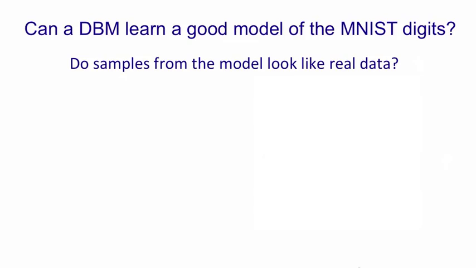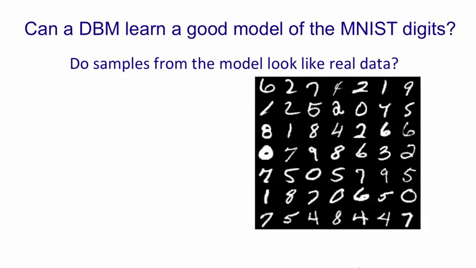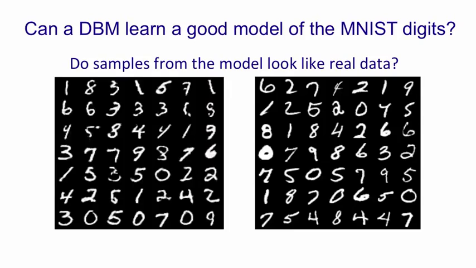And the real data looks like this, and the data that he got from his model looks like this. You can see they're actually fairly similar. The model is producing things very like the MNIST digits, so it's learned a pretty good model.